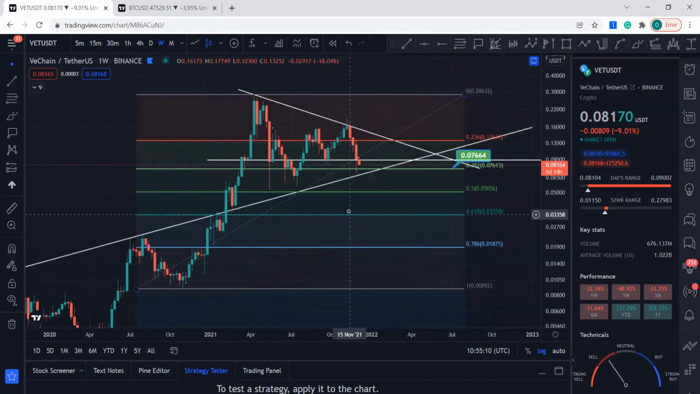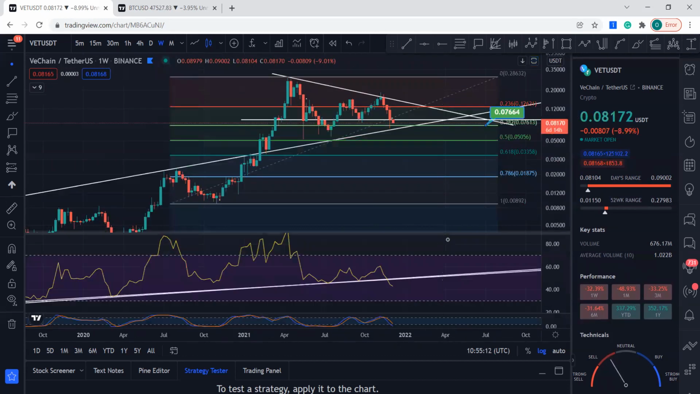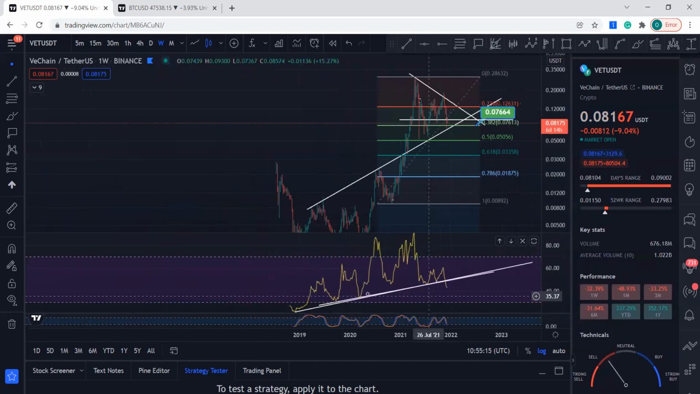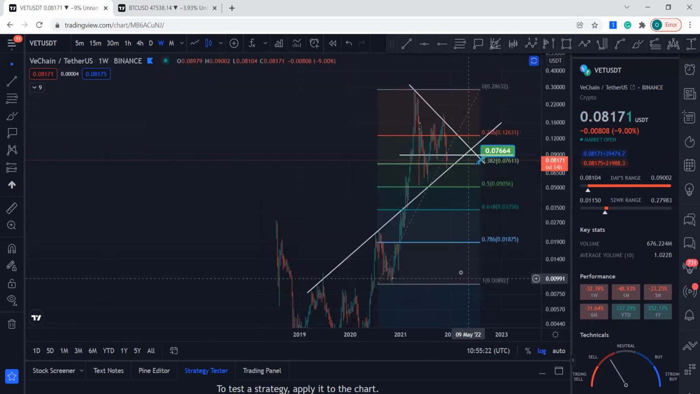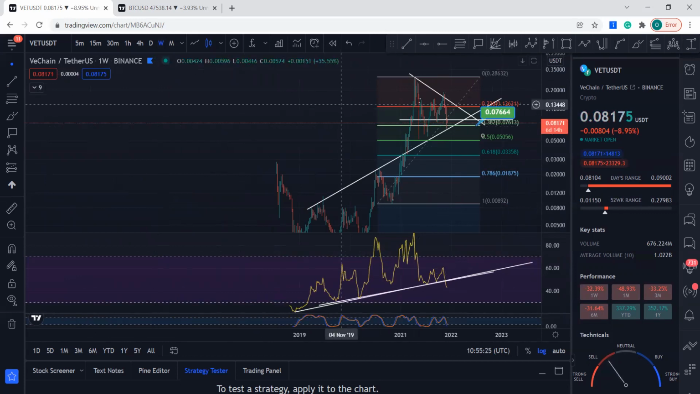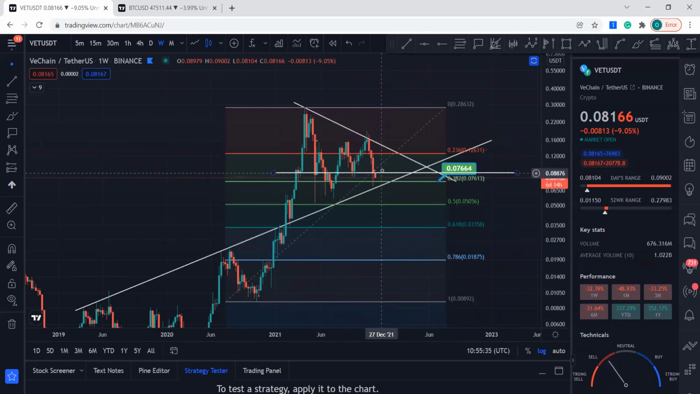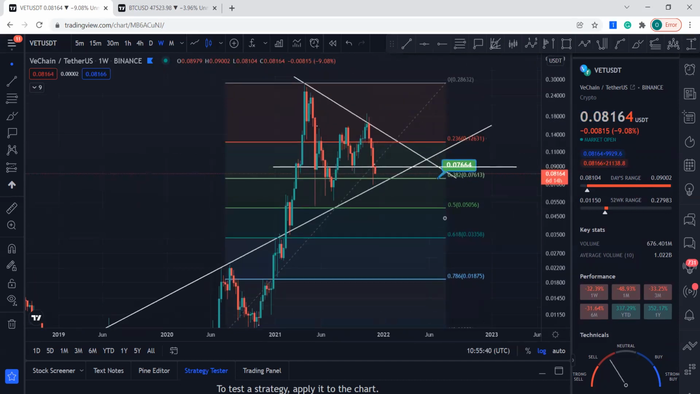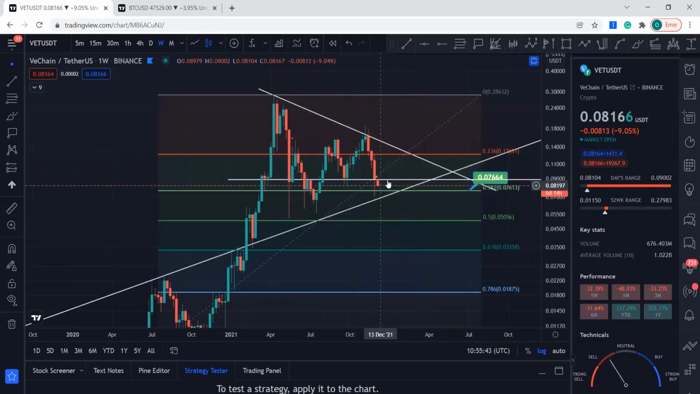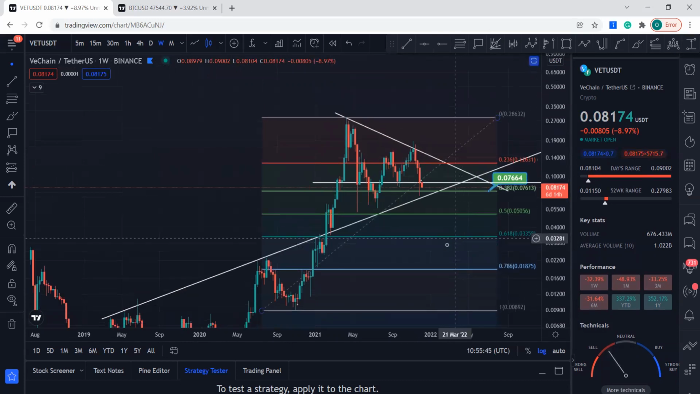Because in the weekly time frame, if you go to the RSI, you can see how many times it bounced off this level over here. We recently broke this level, but we cannot say anything yet because it is a weekly candle and the week just started, okay? So if the bulls can come back in and just push this price back into this triangle, that would be great. Then I would say VeChain has a long way to go up, okay?